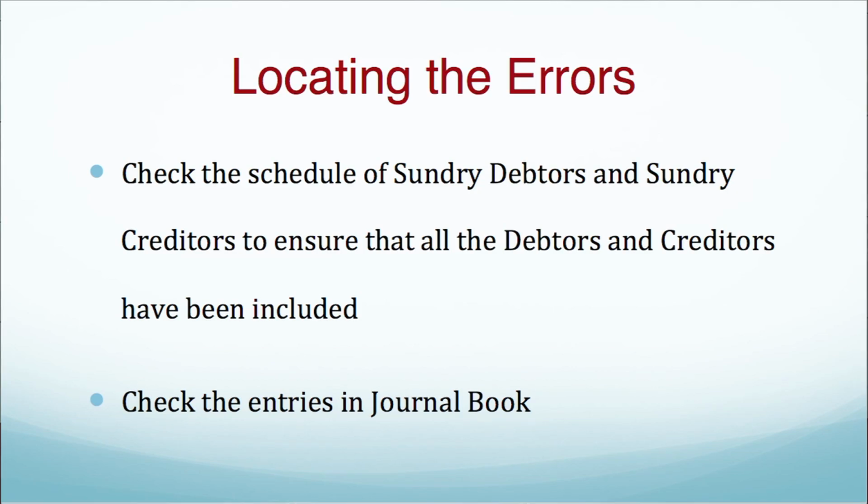So we are moving backward. If the trial balance does not agree, we are moving backward. Then we can check the schedule of sundry debtors as well as sundry creditors to ensure that all the debtors and creditors have been included. We can again check the entries in the journal book. So journal book is recorded on the basis of some documentary evidence, so we have to check them again if our trial balance does not agree.